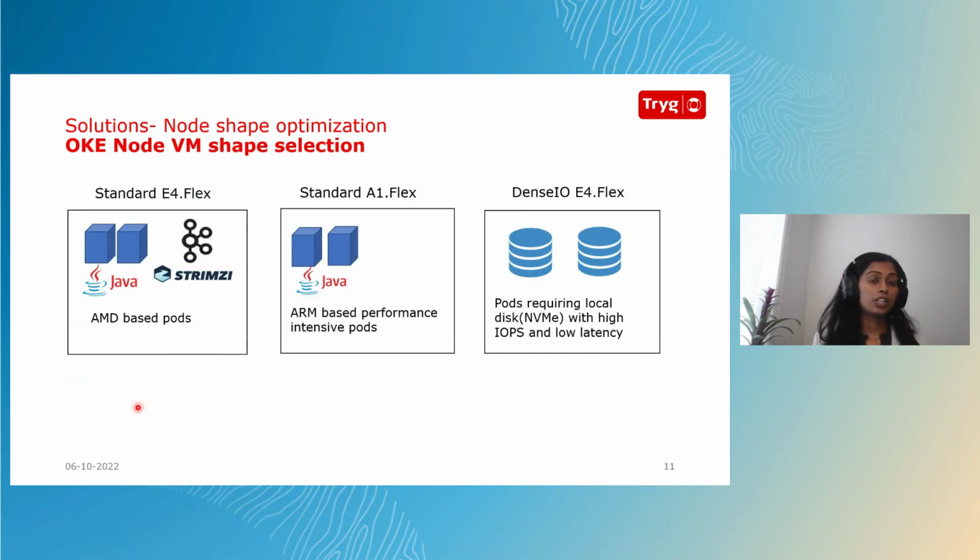And further on node shape optimization, I would like to call this node type optimization. Our applications were of different kinds. A few were Java applications, which were AMD64 based images. We also had Strimzi Kafka clusters, which are deployed as pods in our Kubernetes clusters. They were also AMD64 based. So we conveniently deployed them onto standard v4 Flex VMs. We also had a few Java applications which were ARM64 based images, so we could leverage the Ampere nodes here, which are way less expensive and very reliable and performant.